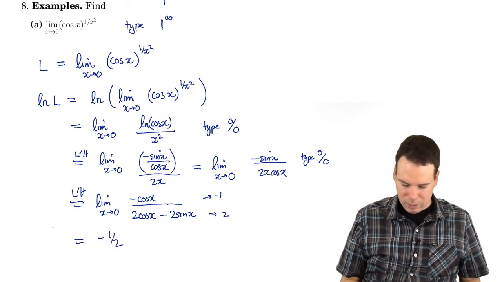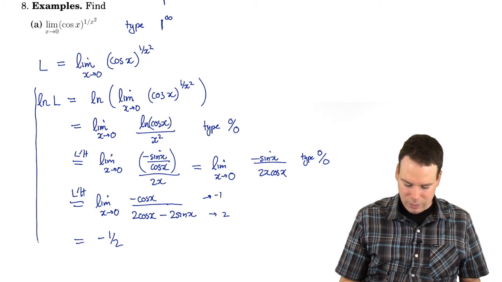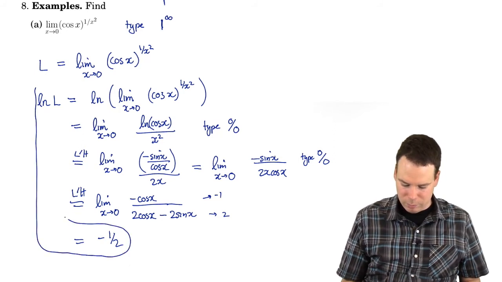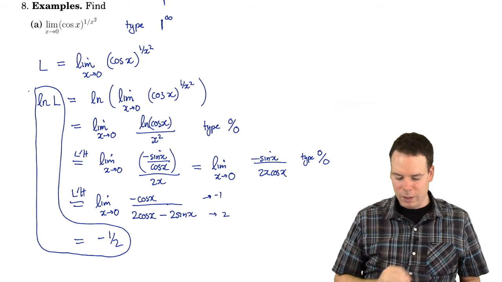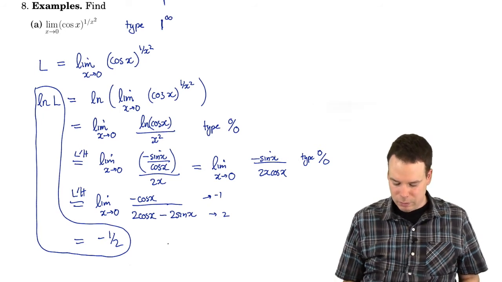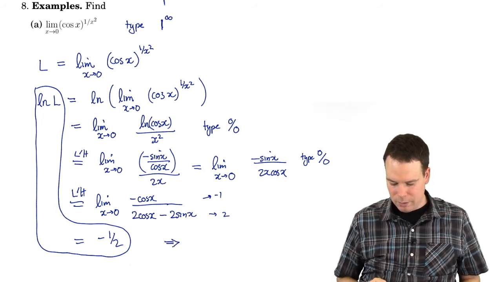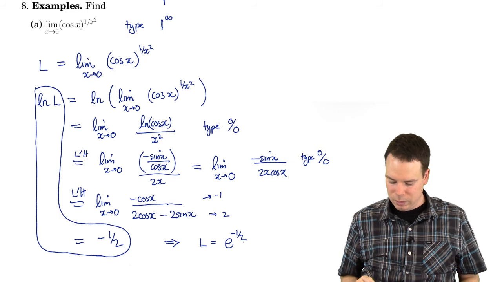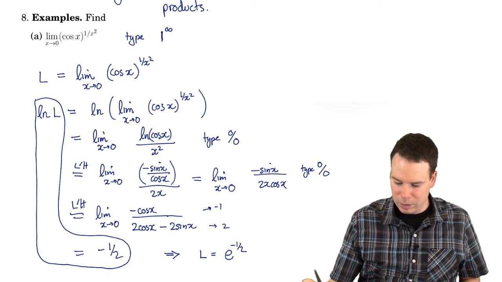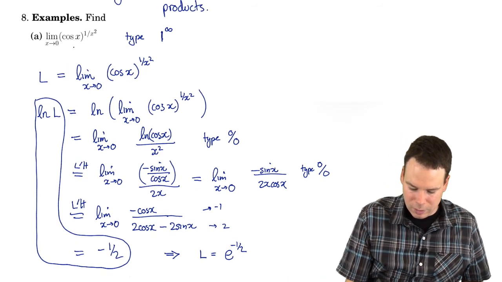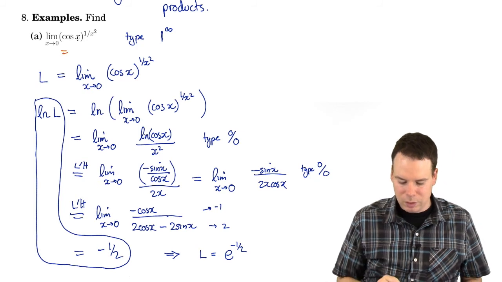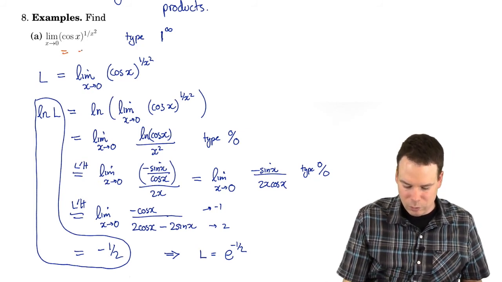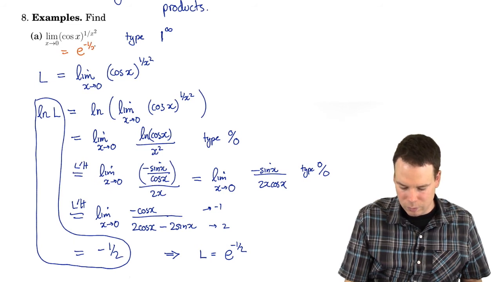Now what does this mean? Notice that it's ln of L that we've just worked out the value of. And so that means that L is equal to e to the negative 1/2. And so there's the value of our limit. We have that the value of this limit, the limit of cos x to the power of 1 over x squared, is e to the negative 1 over 2.